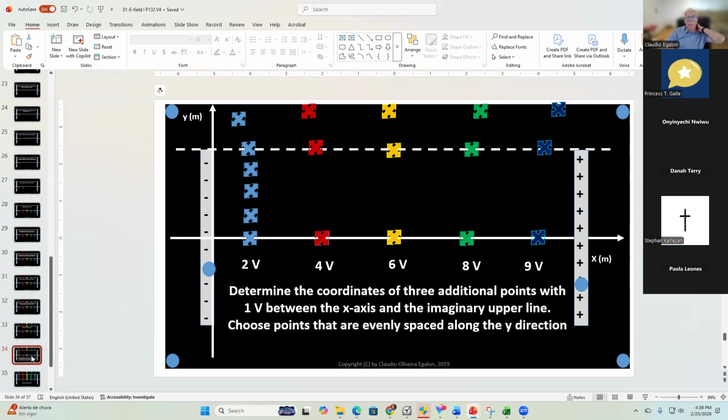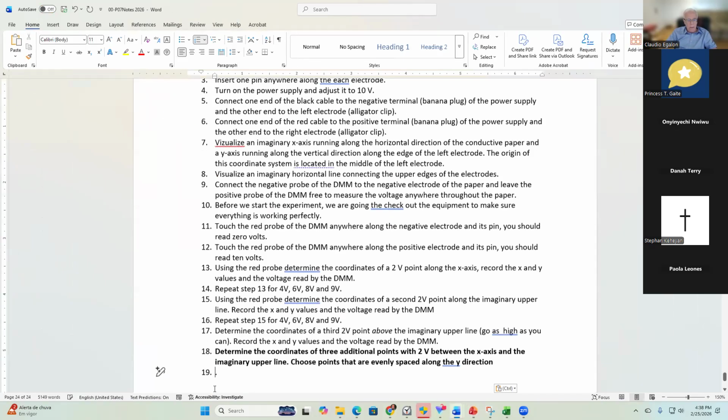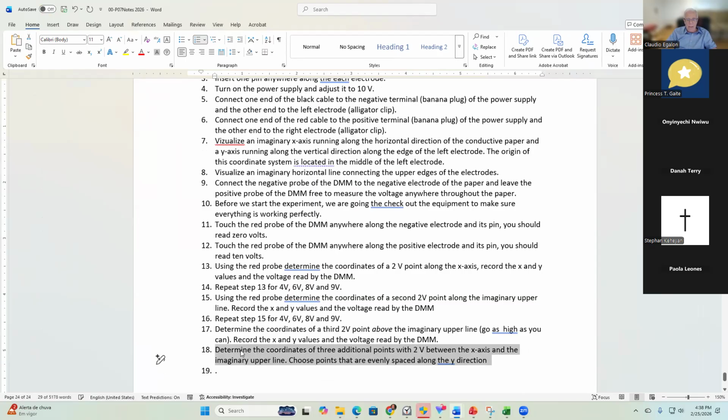Determine the coordinates of 3 additional points with 2 volts between the x-axis and the imaginary upper line. Choose points that are evenly spaced along the y direction. We can copy that, right? Determine the coordinates of 3 additional points with 2 volts between the x-axis and the imaginary upper line. Choose points that are evenly spaced along the y direction. Okay, record their x and y coordinates.